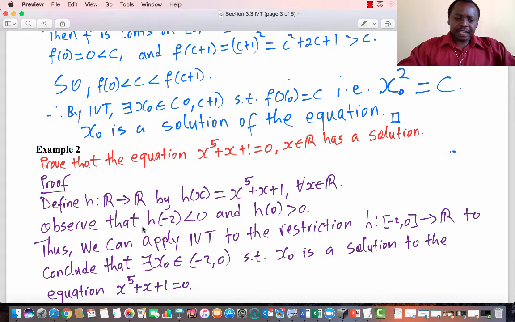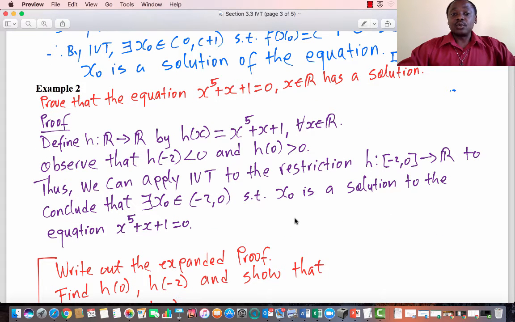Now observe that h of negative 2 is less than 0 and h of 0 is greater than 0. So 0 is strictly between h of negative 2 and h of 0. Therefore, by the intermediate value theorem, if I restrict my h from the closed bounded interval negative 2, 0 to R, then there exists an x naught in the open interval negative 2, 0 such that x naught is a solution to my equation x to the 5 plus x plus 1 equals 0.